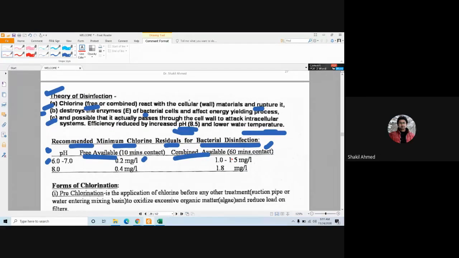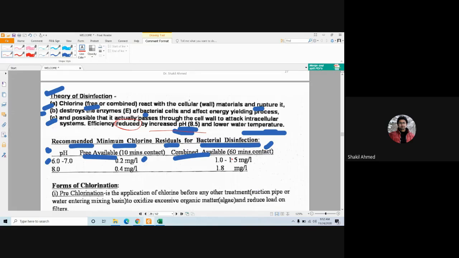Oh, I explained the thing in reverse way. I'm sorry, that was a mistake. Efficiency is reduced by increased pH, and efficiency is reduced by lower temperature. That means in higher temperature, efficiency is higher. That's a correction, it was a slip of tongue.